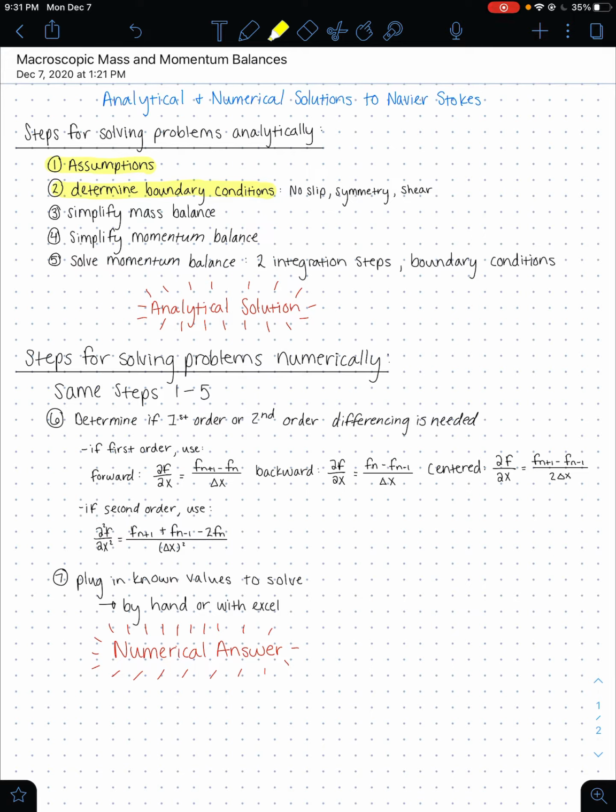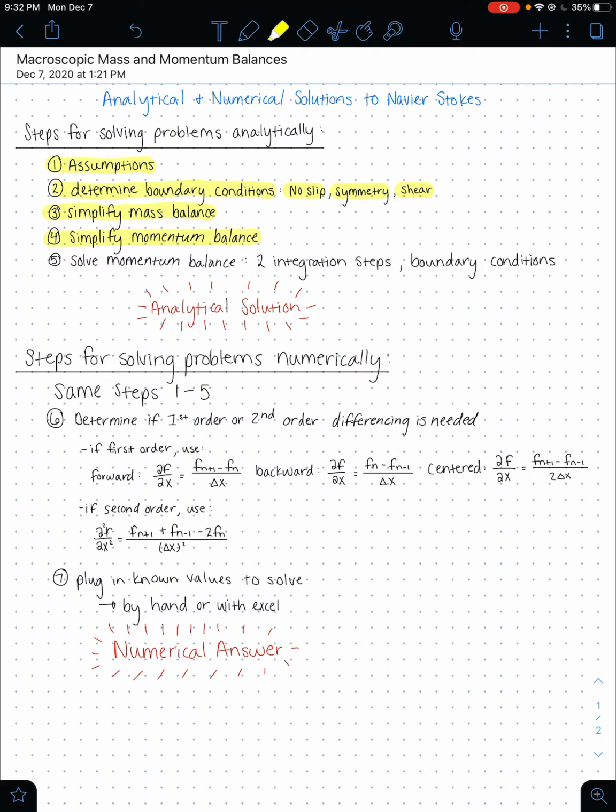And these boundary conditions fall into 3 different categories as far as main boundary conditions that are used go, and those are no slip, symmetry, and shear. The next step is to simplify the overall mass balance, and these simplifications will come from the assumptions that you've made, and then that will be directly followed by simplifying the momentum balance, which will also be simplified according to the assumptions that were made.